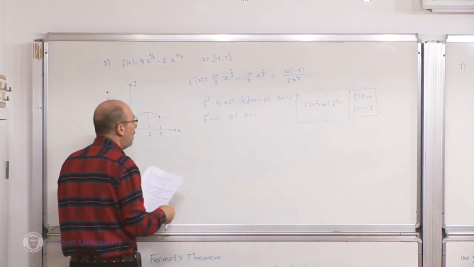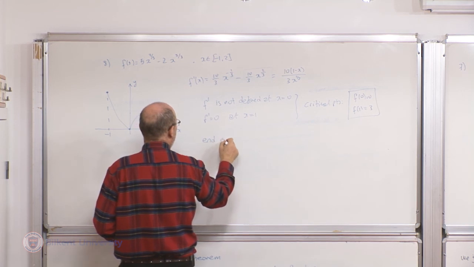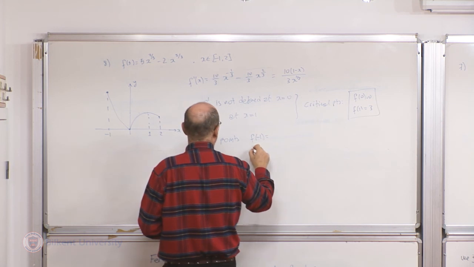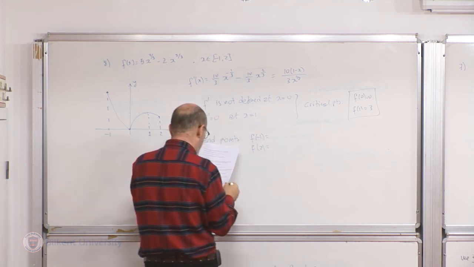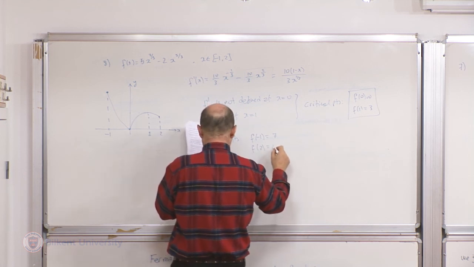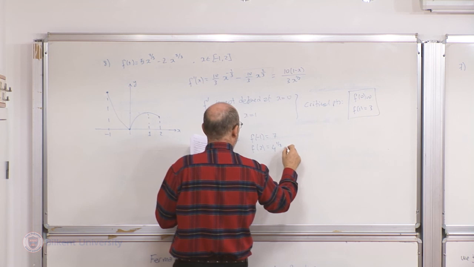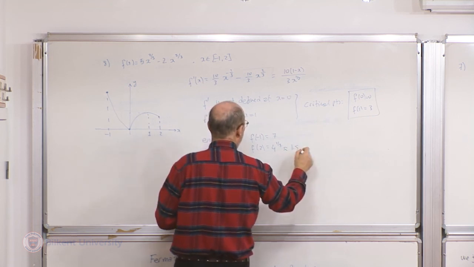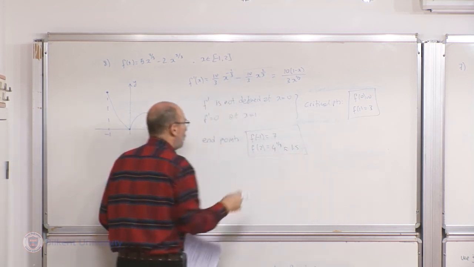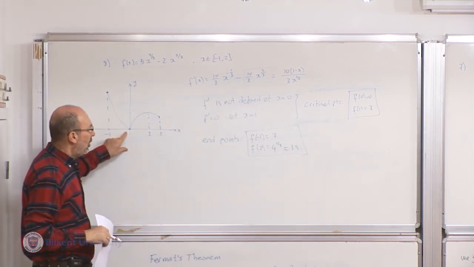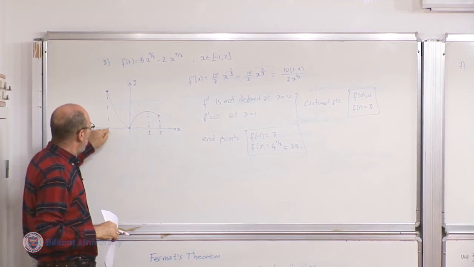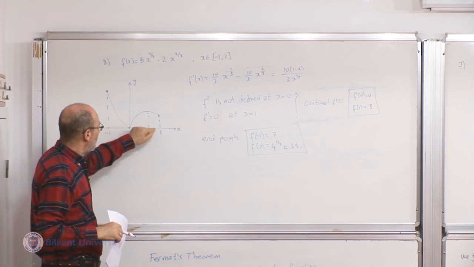Then endpoints. f of minus 1 and f of 2. Let's see. f of minus 1 is 7. f of 2 is 4 to the power 1 over 3, so this is approximately 1.5 something. These are the other numbers. So as I suspected from the figure, I have 4 significant numbers: the value of f at this point, at this point, at this point, and this point.